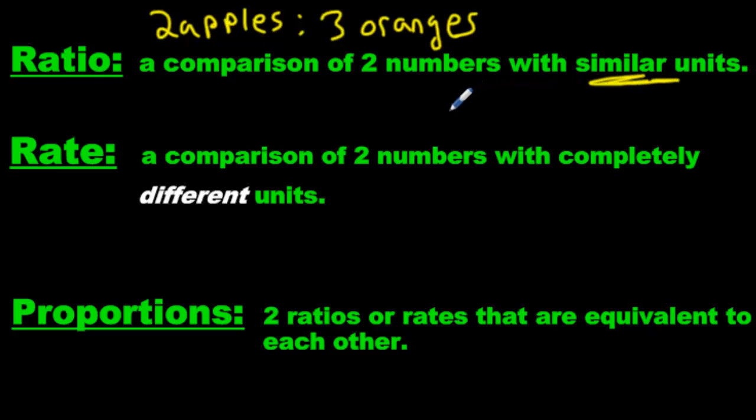That's the key. Now, rates are comparisons of two numbers with completely different units. So the theme of the unit is completely different from each other. So if I said, for example, somebody's earning $30 in 1 hour, these units are completely different. This is money and this is time. They're not even related. So we have ourselves a rate.